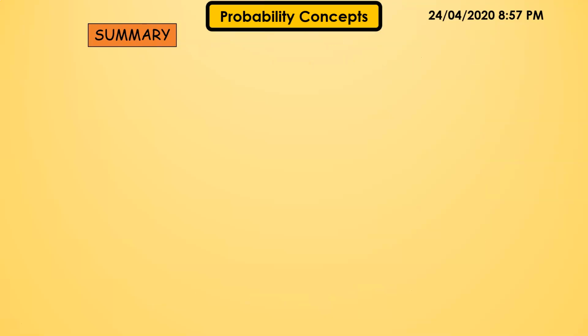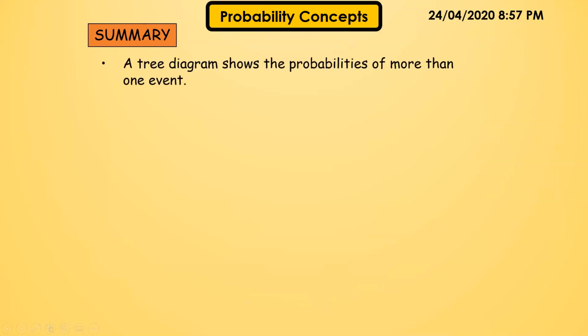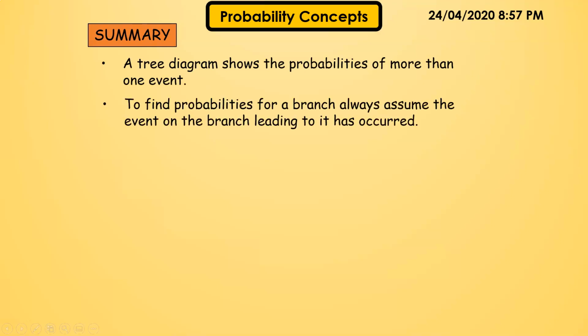So to summarize what we covered just there, a tree diagram shows the probabilities of more than one event. So you can do 3, 4, 5 if you need to. Once you get up to 5, though, it starts to get a little bit messy trying to cover everything, but it certainly would be possible.